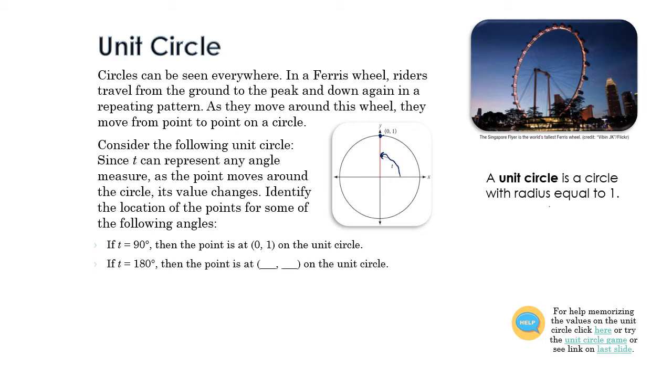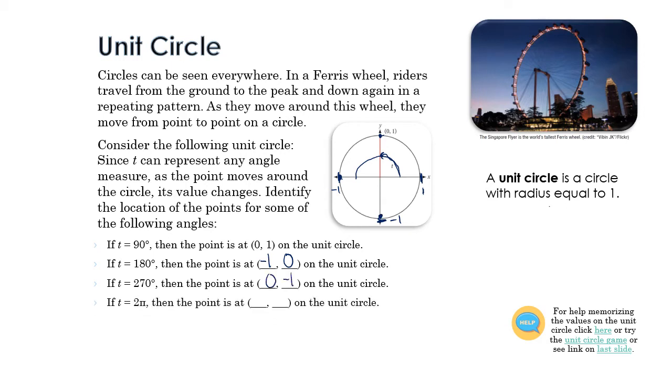If t is 180 degrees, that means I'm all the way over here. So at this point, our x value is going to be -1, because if this is a unit circle, each of these values is going to be 1 unit long. So this would be the point (-1, 0). 270 is going to put me right here. So that has an x value of 0 and a y value of -1.